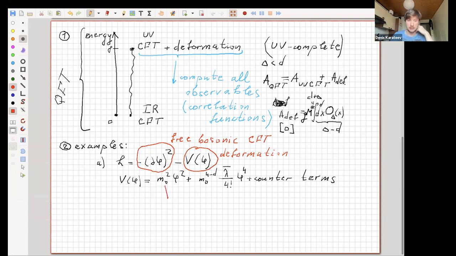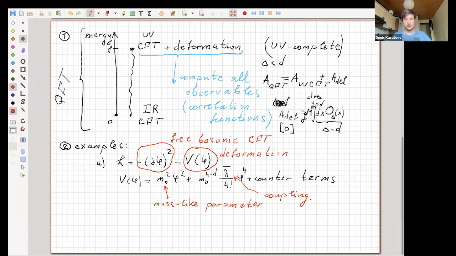Here, M0 is some mass-like parameter, which you could call a bare mass. And lambda is the coupling. I don't want to talk about counterterms, but they are picked in such a way as to remove all your divergences and make M0 and lambda bar finite. So M0 and lambda bar are really your bare, finite parameters in the UV.